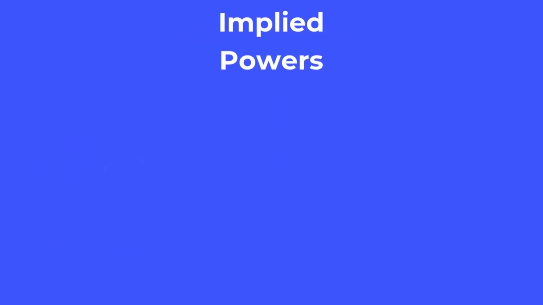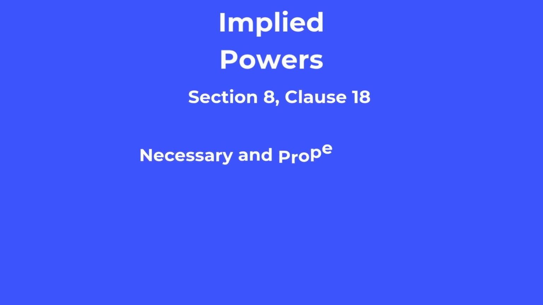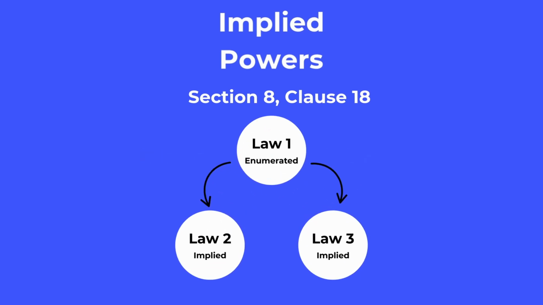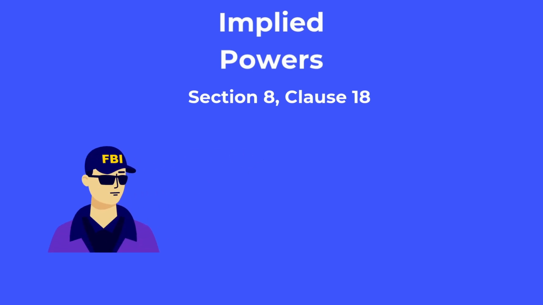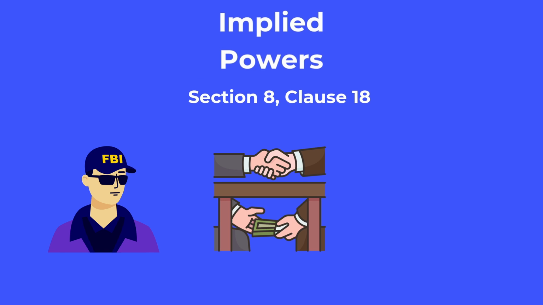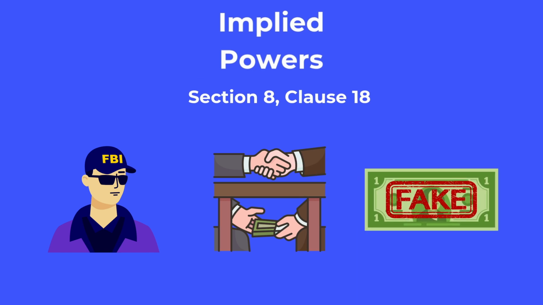Implied powers come from Clause 18 of Section 8, also called the Necessary and Proper Clause or the Elastic Clause. This lets Congress pass laws needed to carry out their enumerated powers, even if those laws aren't directly listed. For example, Congress has used this clause to create federal agencies like the FBI, criminalize bribery, and fight counterfeiting.